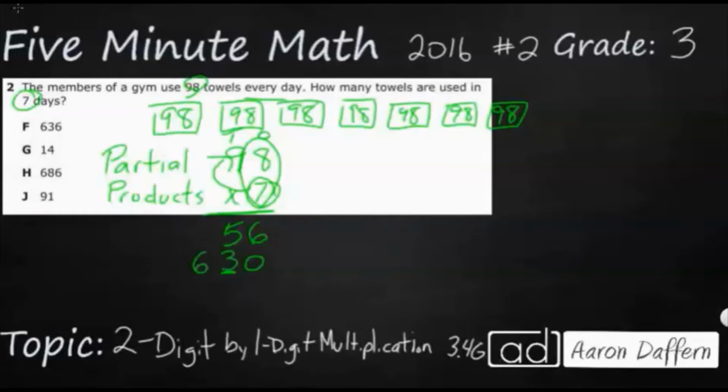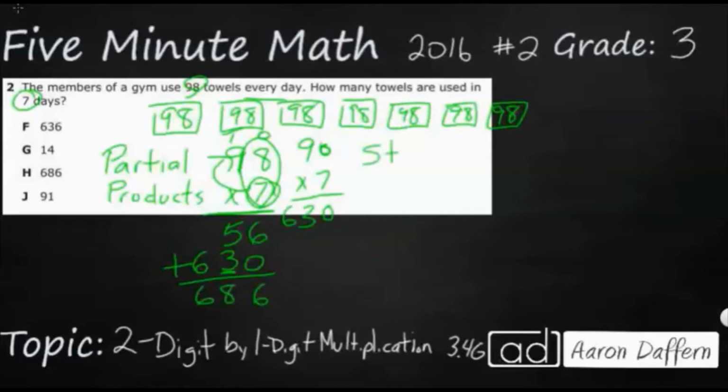And so that's why that 0 was very important, because that 9 is really 90. So if I did 90 times 7, you would see that it is going to be 630. That's what we needed. And then you just add those up. You've got two partial products. You add those up, and you are going to get 686.